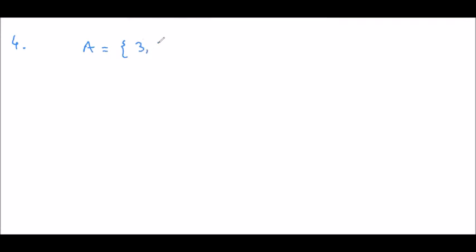A consists of 3, 6, 9, and B consists of the empty set. You have to find A union B. Now there are some students who do not feel any difference between these sets.